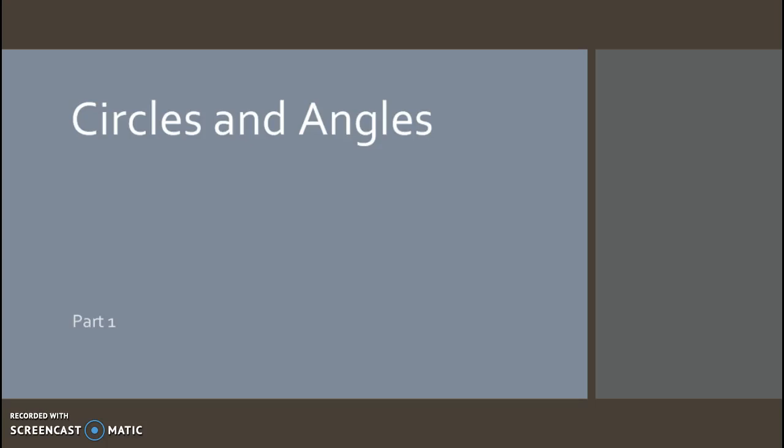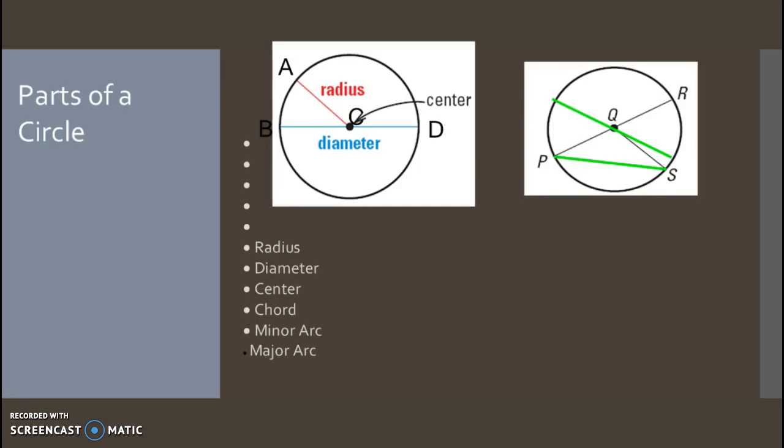Now we're going to keep looking at circles, and we're going to start looking at angles that are inside circles. So to start with, let's review the parts of a circle. We have the radius, which goes from the center of the circle to any point on the outer edge of the circle. We have the diameter, which goes from one side to the other, and it goes through the center. It's got to go through the center.